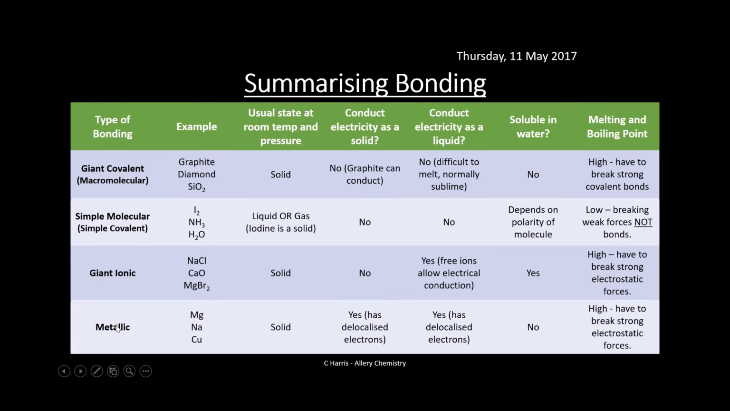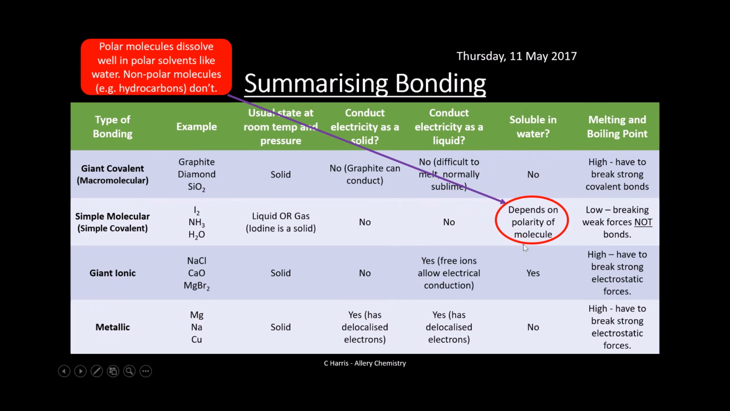The final one is metallic. These are just metals: magnesium, sodium, copper, any of these different types of metals. So usual state at room temperature, solid. Does conduct electricity when it's solid because it has delocalized electrons. This time it's two things: either ions or electrons will allow a charge to be carried. They will do it when they're a liquid as well for the same reason. They're not soluble in water, they don't dissolve very well in water, and melting point is high. Again, lots of strong electrostatic forces, just like giant ionic.